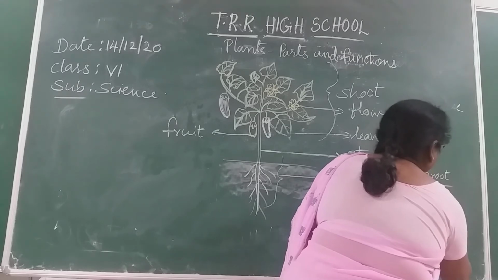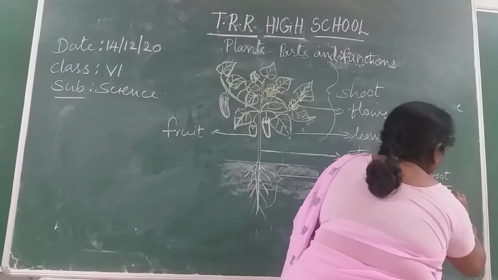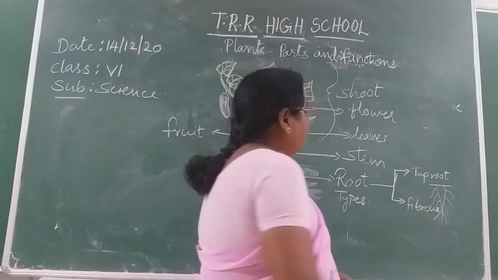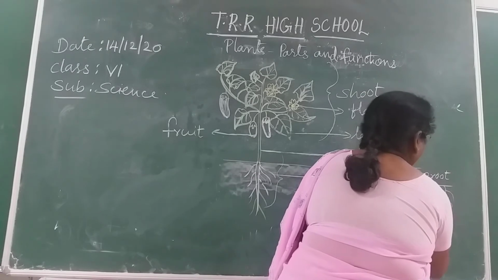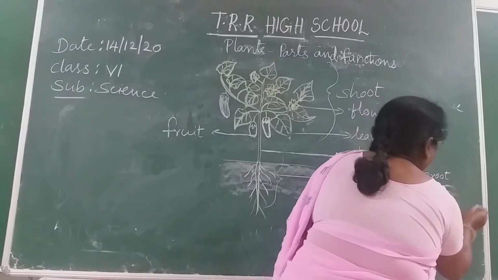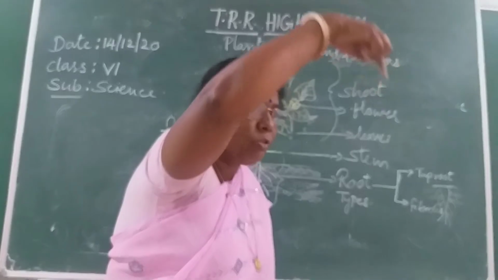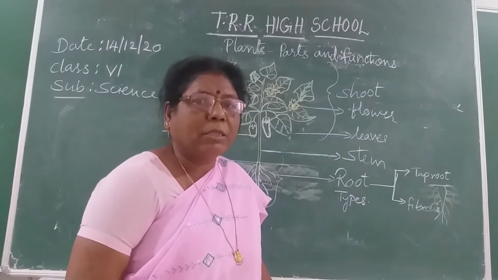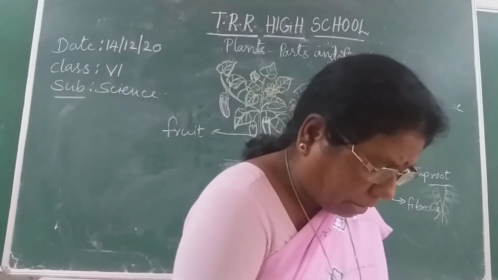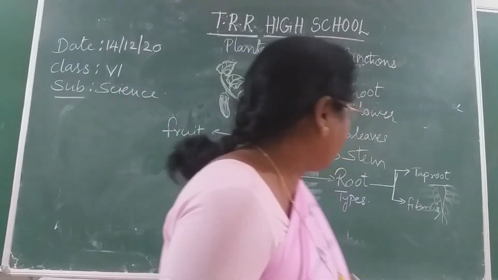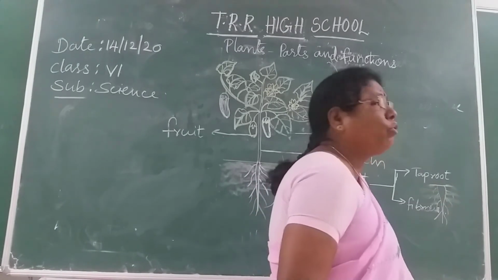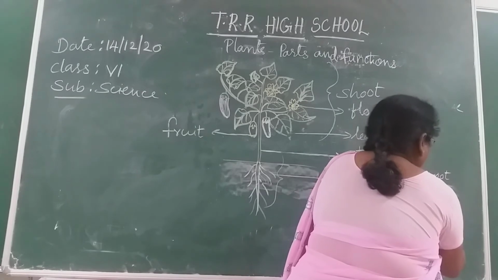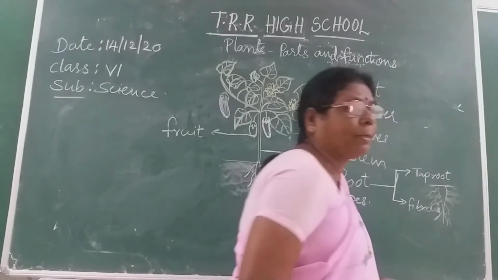This is the main root, which is present in the taproot system. The main root goes straight into the soil, into the earth. This is called a taproot system. In the taproot system, the main root is present, and these are the secondary and tertiary roots.